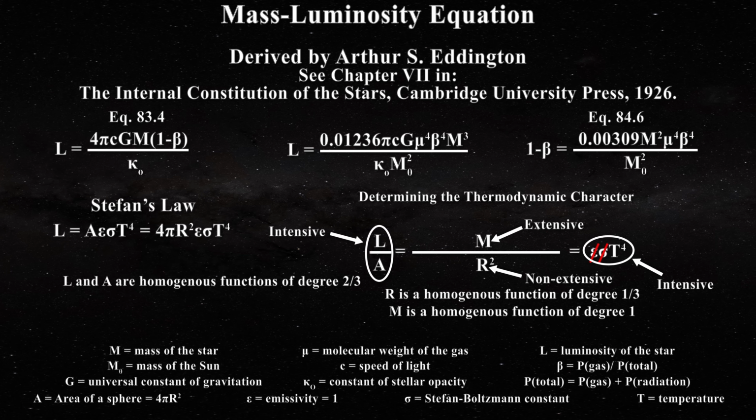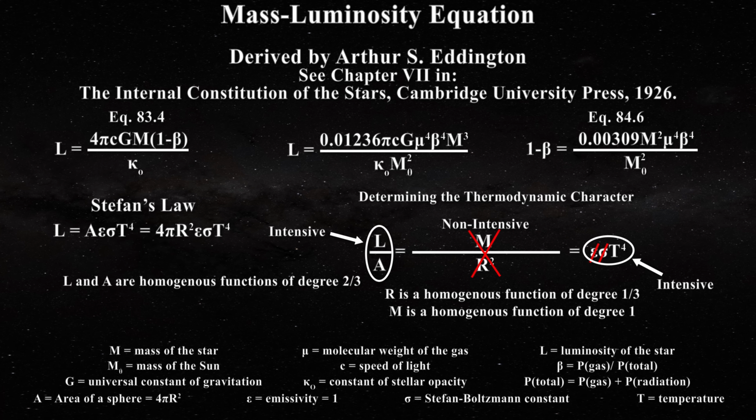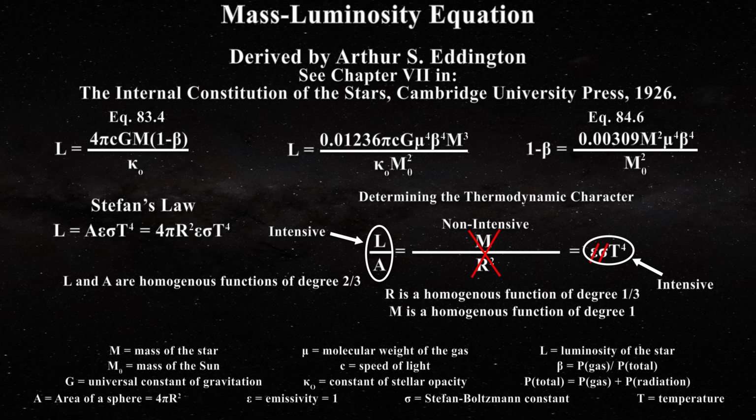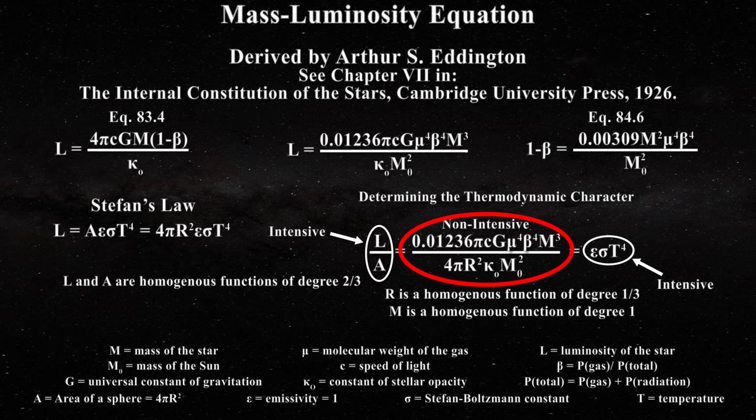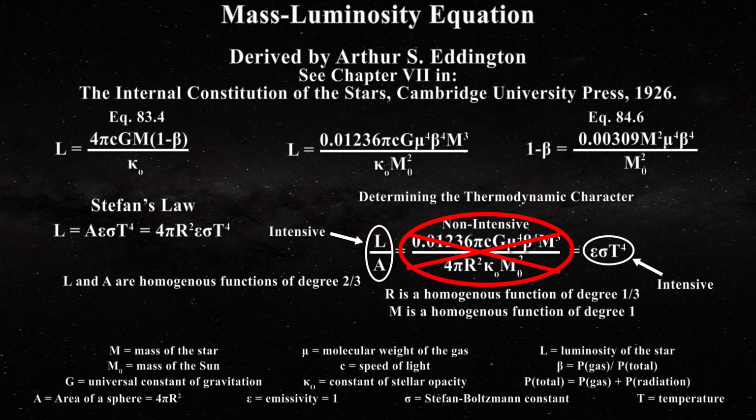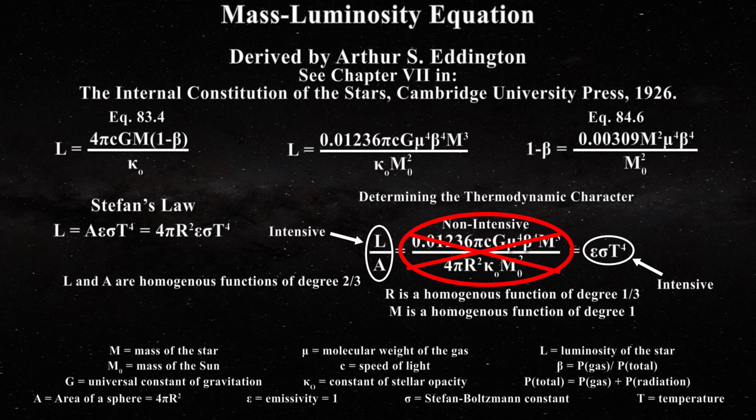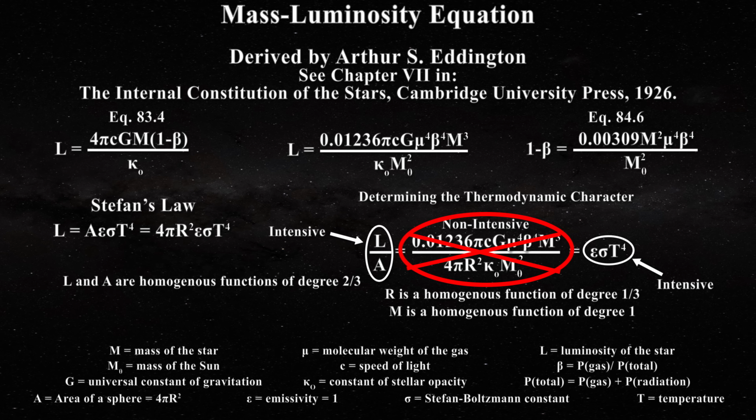radius is being squared. This is not intensive because the numerator and the denominator are not homogeneous functions of the same degree. So Eddington's solution is thermodynamically forbidden, as temperature on the right must always be equated to an expression which simplifies to an intensive thermodynamic character.